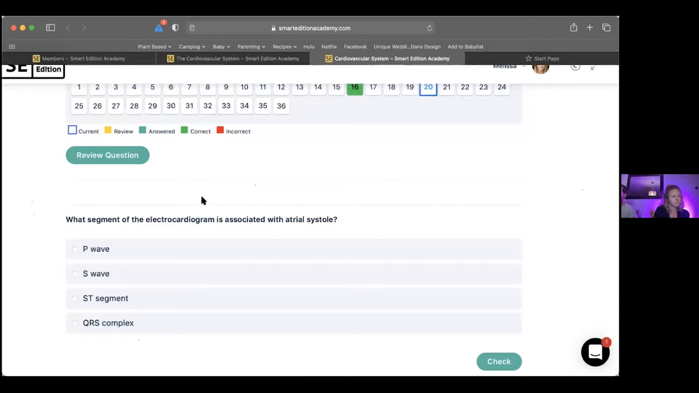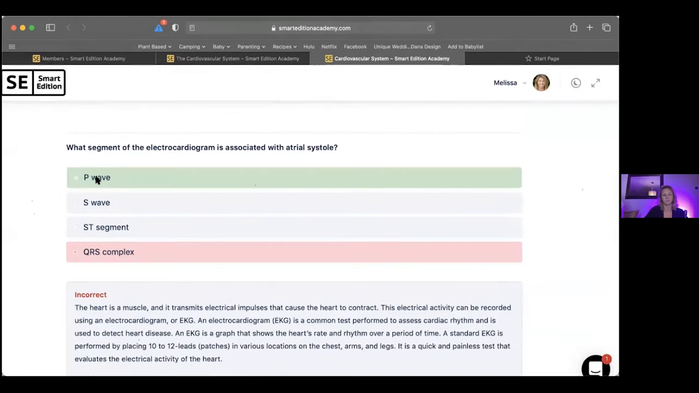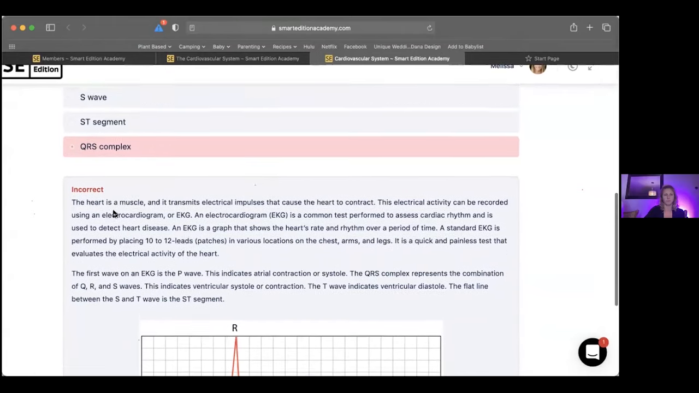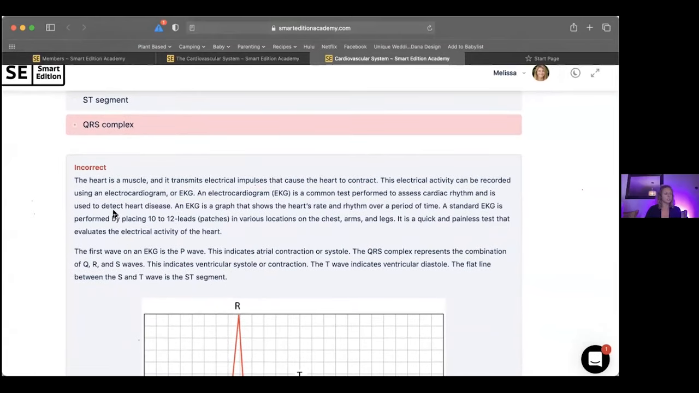All right, got a couple Ds. So what is the answer, Melissa? What was the majority of the answers there? The majority of the answers were going with, I think it was kind of between D and A, P wave. The answer is P wave.